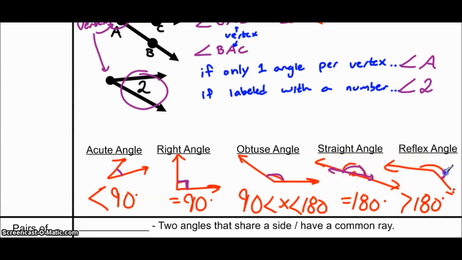A reflex angle is anything over 180 degrees, but less than 360. In medical terms, if a joint is in reflex, then it's past its normal limit of flexibility. So if your knee's in reflex, you probably should go see the doctor because it means it's going backwards.